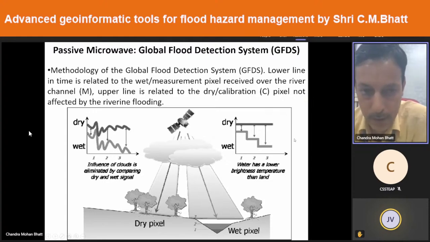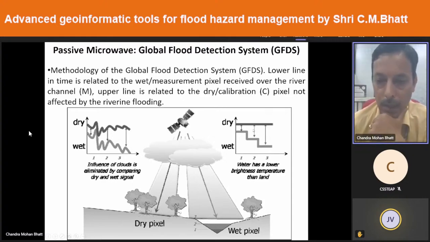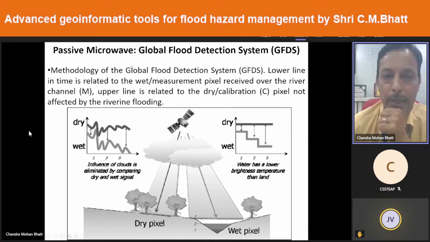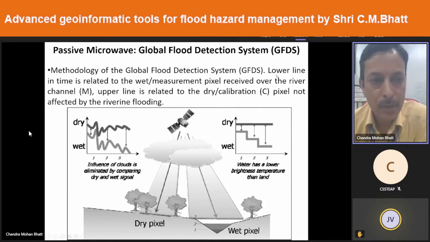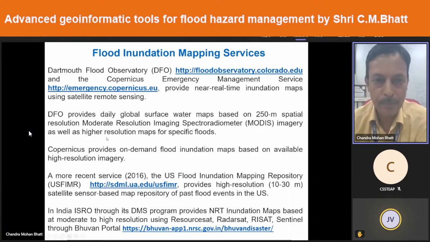So they have a reference pixel. They know once the area is dry, what could be the values, and once it is wet, how there is a drop in the temperature. So a ratio is taken between the wet and the dry pixel to find out the riverine flooding, to give such alerts by the system.